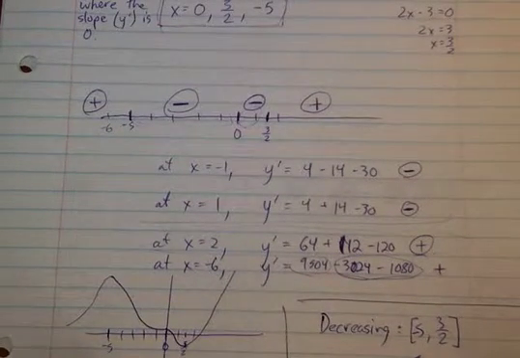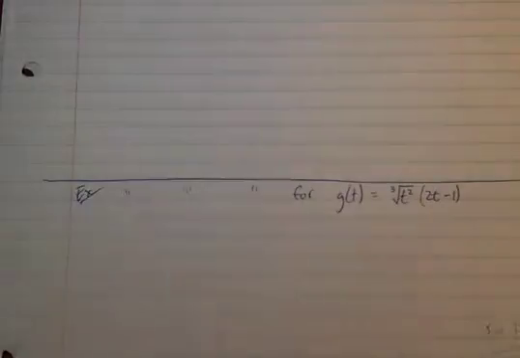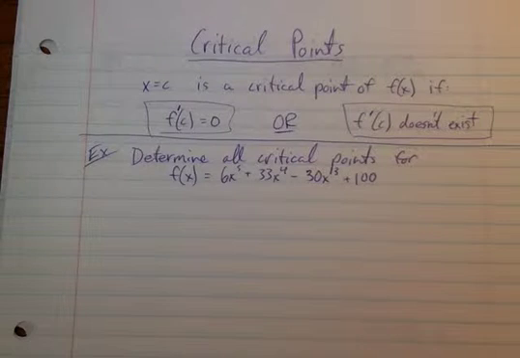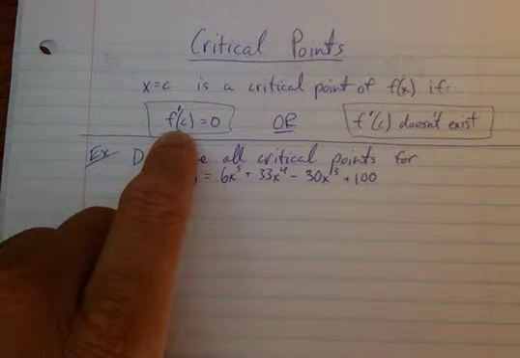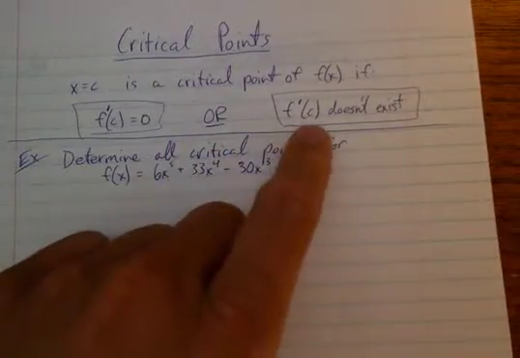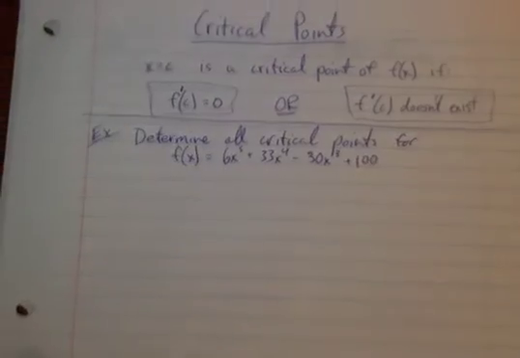And this leads us right into our next section, which is about critical points. Critical points are these points that we found here where we set it equal to 0. Let's talk about these. X equals c is a critical point of a function if the derivative of the function at c is 0, or if f prime of c doesn't exist. Let's see what that means.